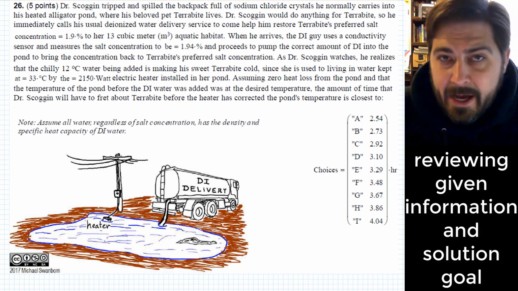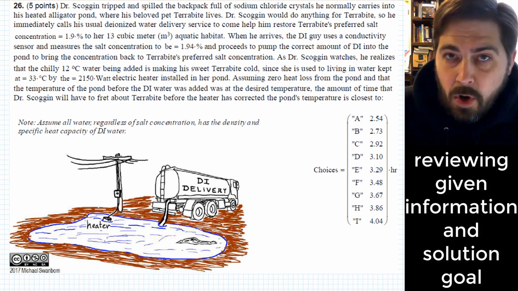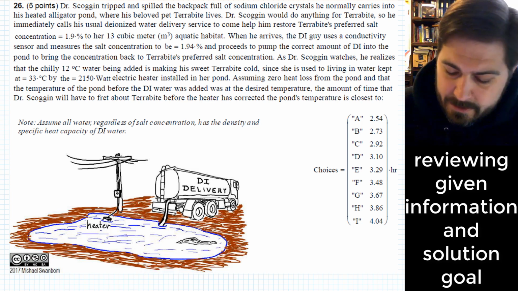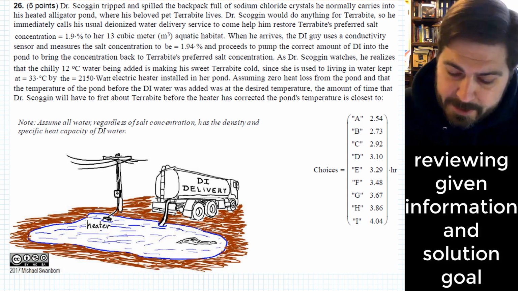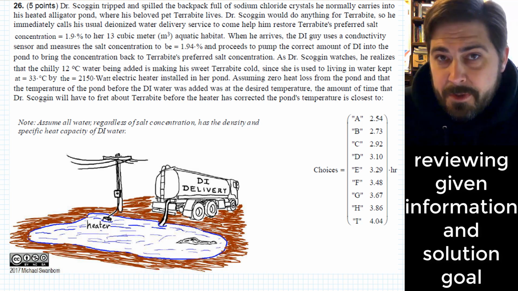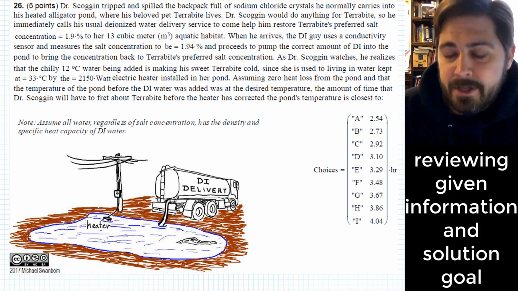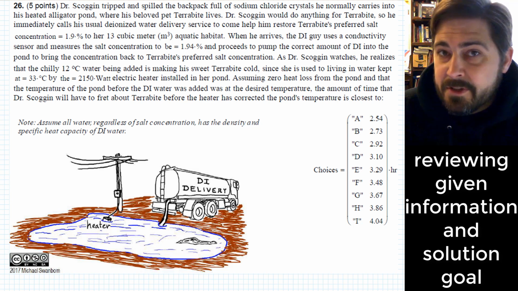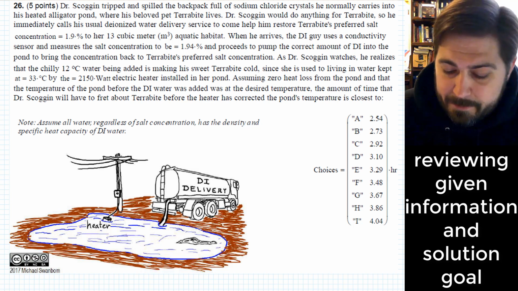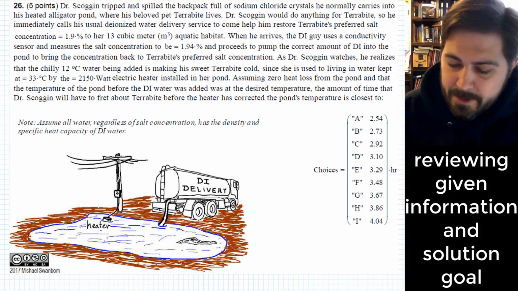The heater has a power rating of 2150 watts, and the alligator prefers the water to be 33 degrees C. Now we're going to assume here that zero heat gets lost to the surroundings, which may or may not be a good assumption, but for the sake of this problem, we'll solve it under that assumption. And we're going to figure out how much time he's going to have to leave this heater on to bring that temperature back up to the temperature that is preferred by his beloved pet Terrabite.